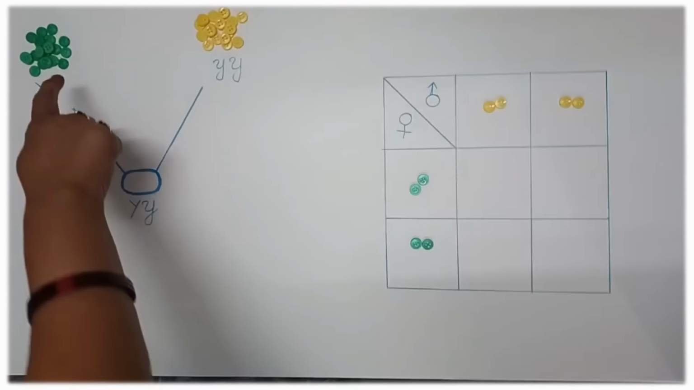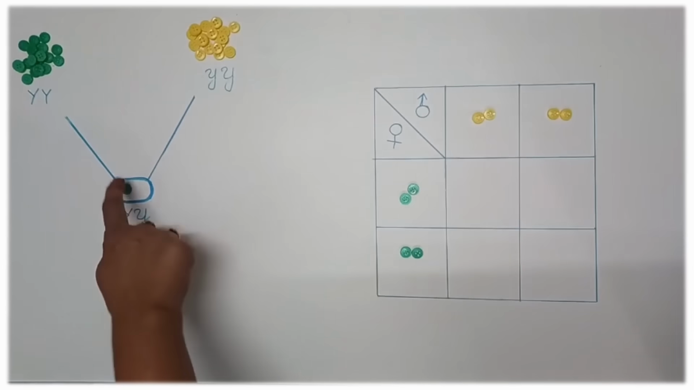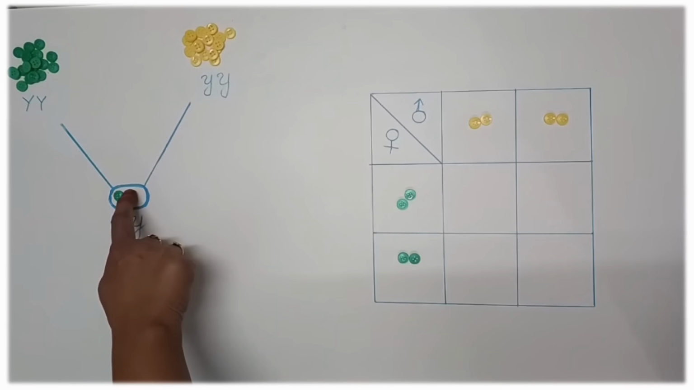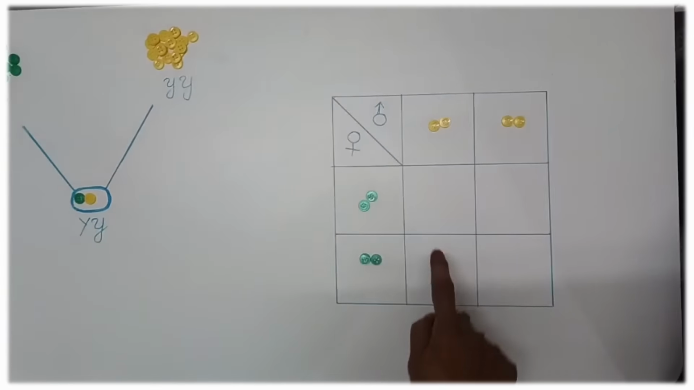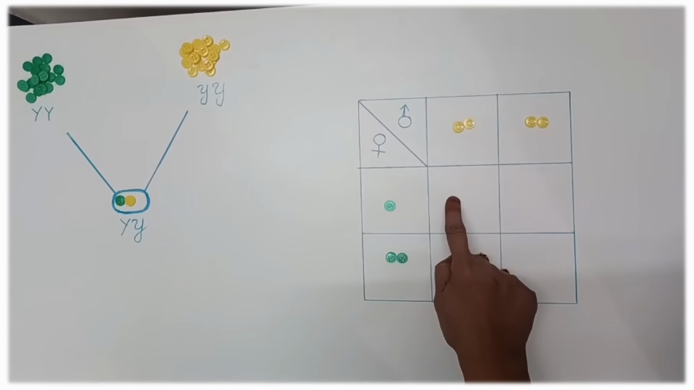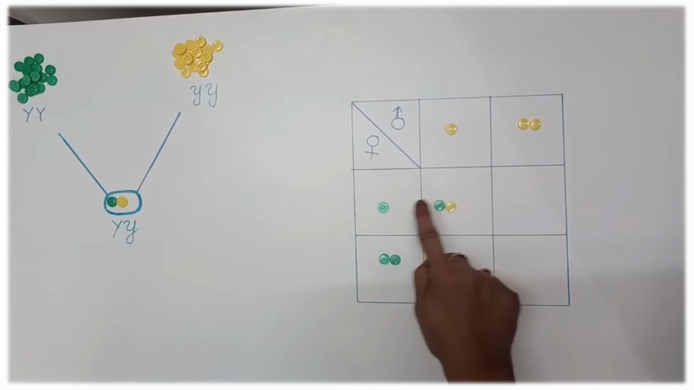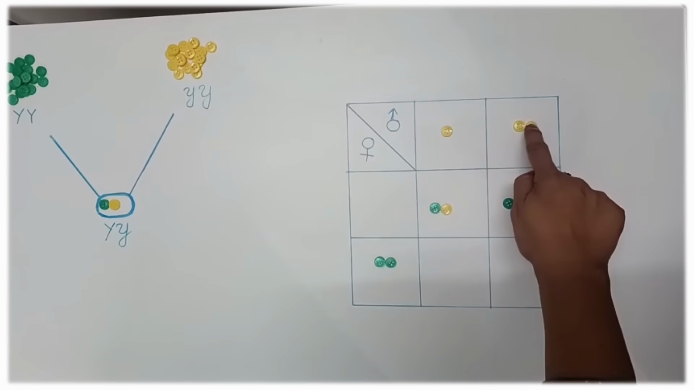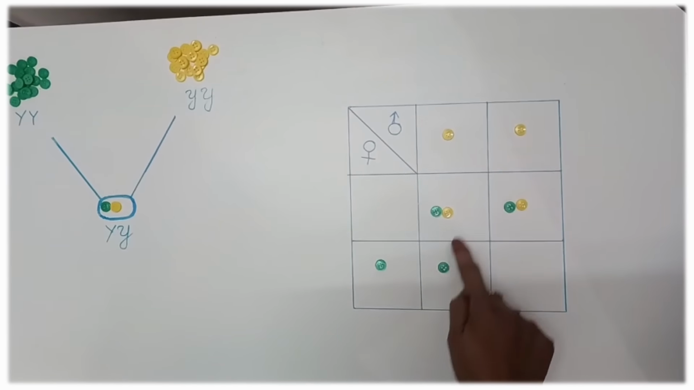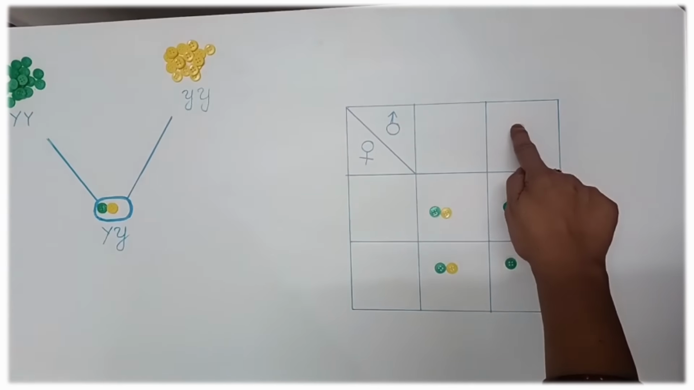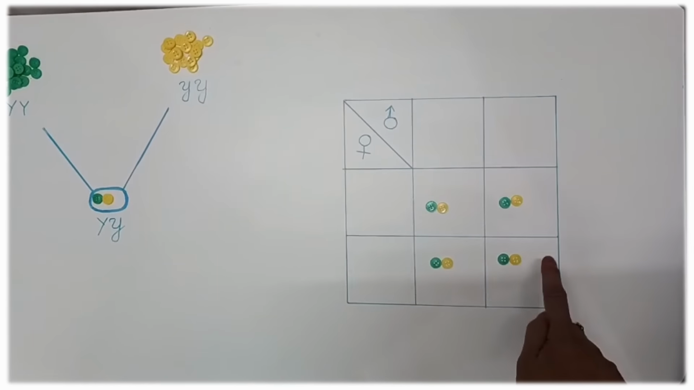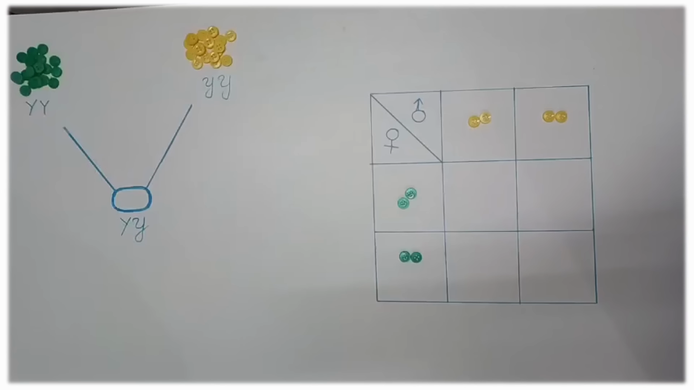The same monohybrid cross is explained by using shirt buttons. Here I took green buttons as the dominant character and yellow as recessive. In the first filial generation, we will observe all green seed bearing plants.